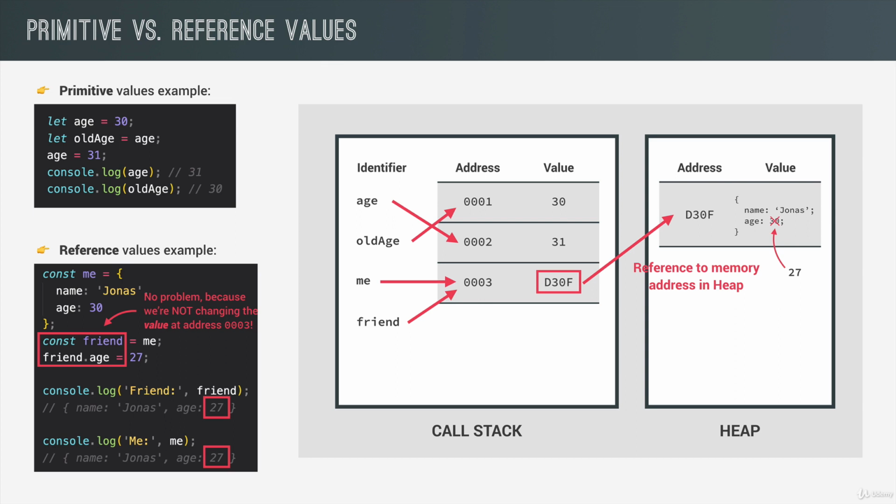And the reason for this, as we can see in this slide, is the fact that me and friend actually point to the exact same object in the memory heap. So whenever we change something in this object, it will always be reflected in friend and in me. So in both these objects. So these are basically just two different identifiers pointing to the exact same value. And once again, that value is the memory address D305, which points to the reference in the memory heap.